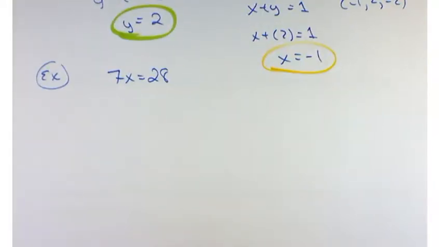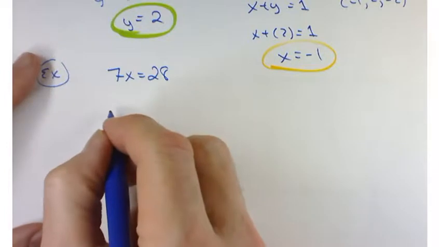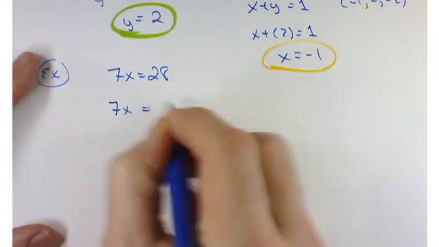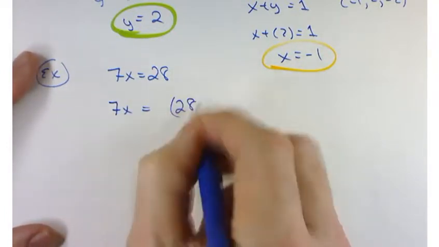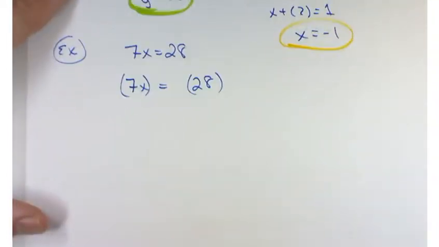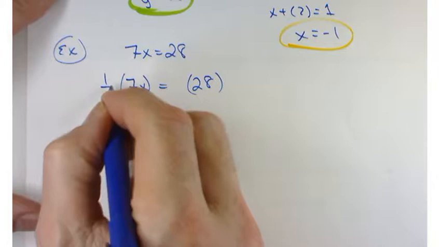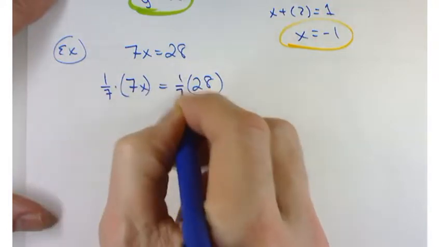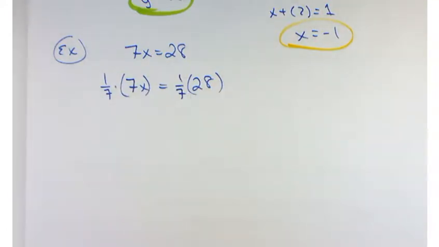Almost all of you have probably already solved it. X equals 4. You divided both sides by 7. But let me ask you to think of solving this a different way. Instead of dividing by 7, could I also have multiplied both sides by 1/7? Isn't that the same thing?